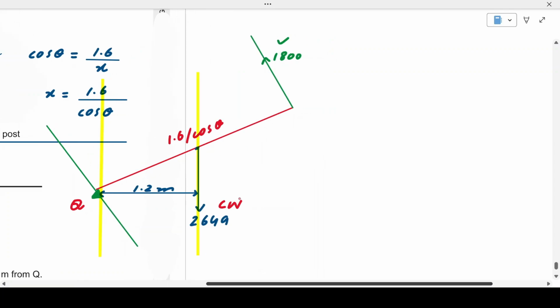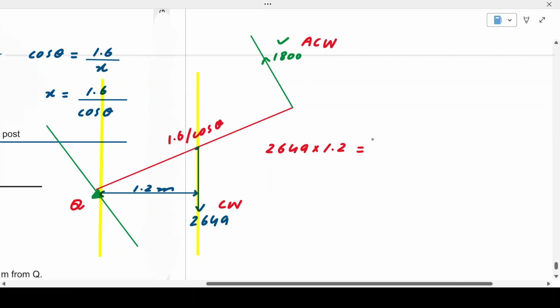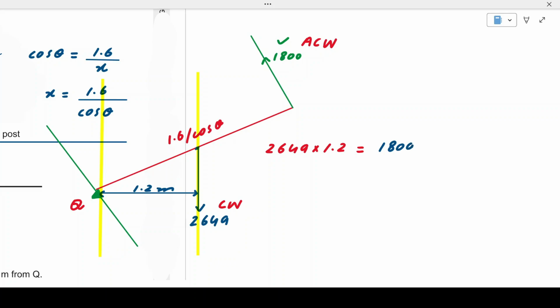Clockwise, this one is CW, this is ACW. So CW is clockwise: 2649 times 1.2 equals the anti-clockwise. How much is the anti-clockwise? 1800. What is the perpendicular distance of that force from the pivot? We don't have a numeric value.